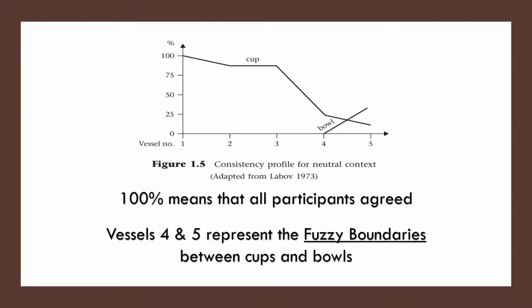But what's interesting is that once the concept of cup starts to disappear in vessel number 4, more people start calling it a bowl. So that's what we call fuzzy boundaries. It's a region, a conceptual region at which two different categories start being present, so to say, at the same time. Those are what we call fuzzy boundaries, in this case between cups and bowls.